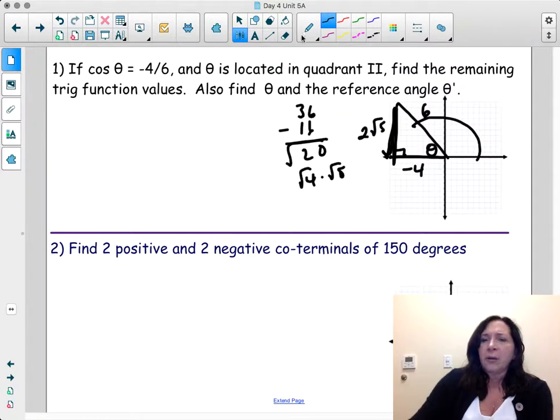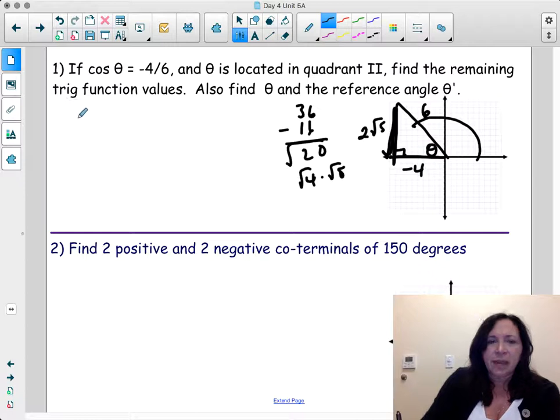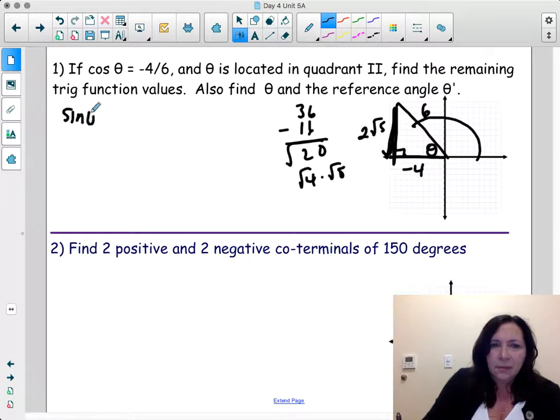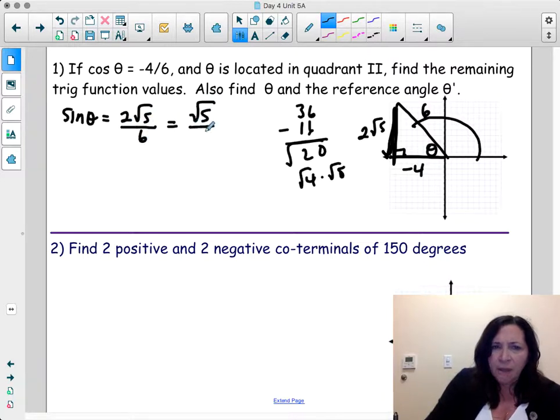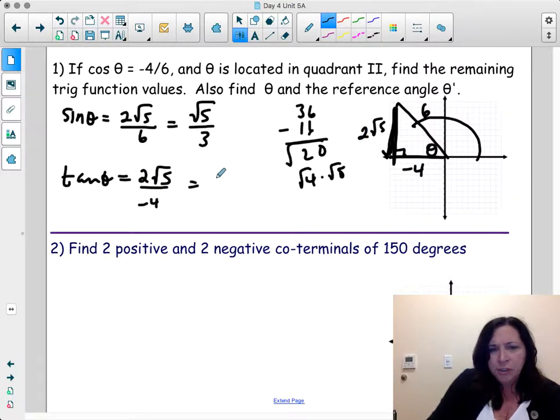So here we go. Sine of theta, okay, is going to be opposite over hypotenuse, so that's going to be root 5 over 3. Cosine, so what does it want me to find? And theta, find the remaining trig functions. Okay, there's cosine, I'm just going to find tangent, and tangent is going to be opposite over adjacent, so 2 root 5 over negative 4, which will be negative root 5 over 2.